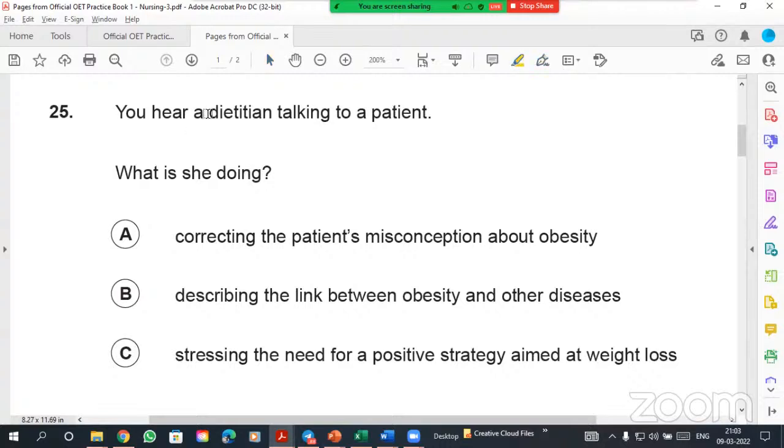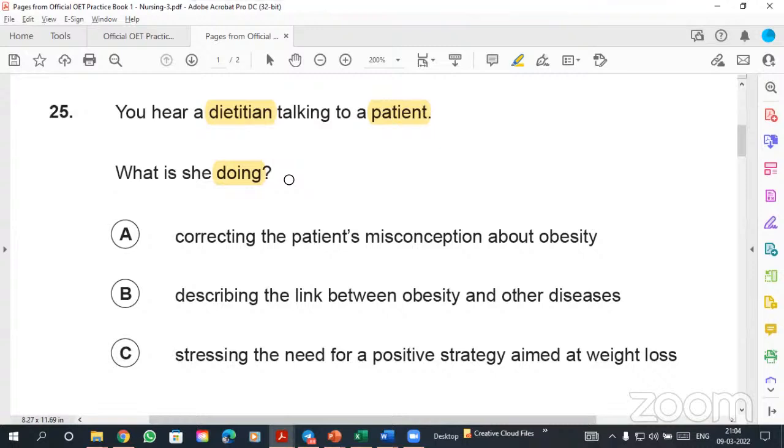You hear a dietitian talking to a patient. What is she doing? Doing something. Ing form. Doing something. What is that something? Doing correction means correcting. Doing describing. Okay, describing something. Okay, doing describing activity.